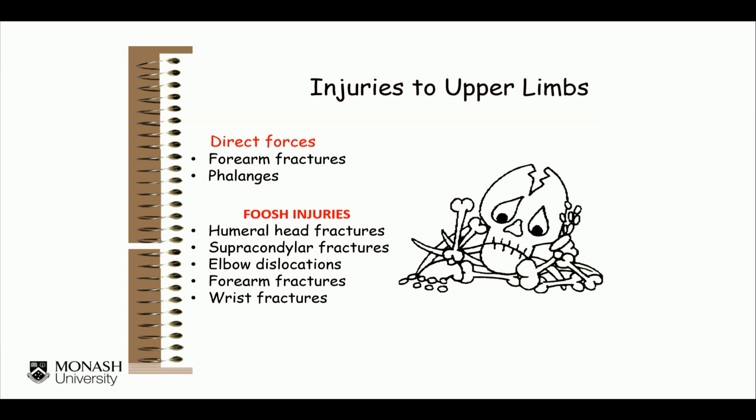With regards to the upper limb, direct forces can cause direct fractures, for example, forearm fractures or phalanges, whereas a fall on an outstretched hand can cause fractures to the humeral head, supracondylar fractures, dislocations to the elbow, also fractures to the forearm and the wrist.